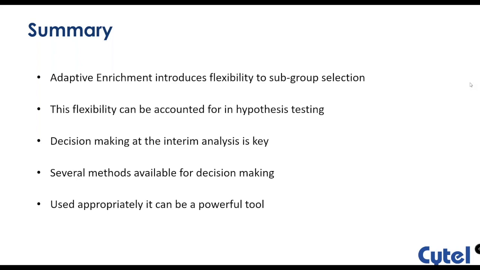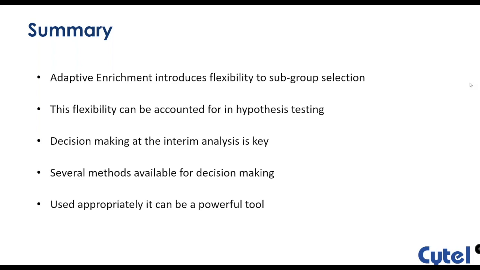This flexibility comes at some cost, but we can account for it in terms of our hypothesis testing, allowing us to make formal analysis of what's going on in the trial. And a key aspect of how the trial will perform is the decision making at the interim analysis. So we've covered a few different ways of making those decisions. What we haven't necessarily talked about too much is in terms of actually designing the trial, how do you choose which decision making method to use?